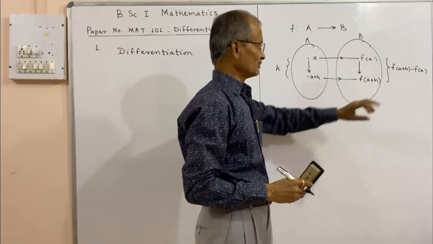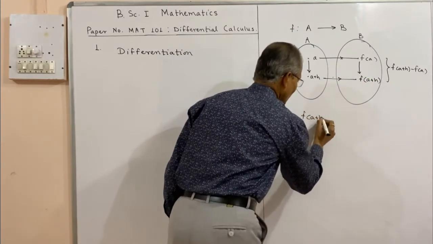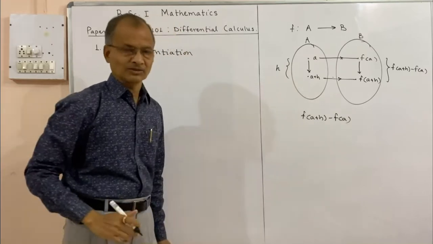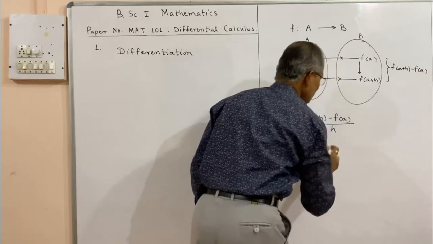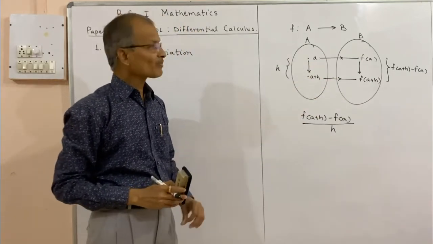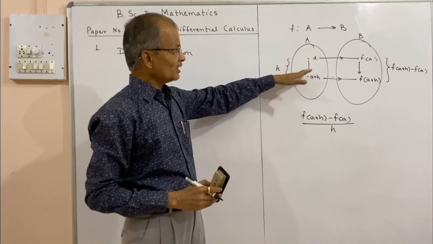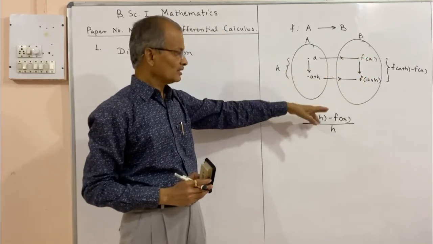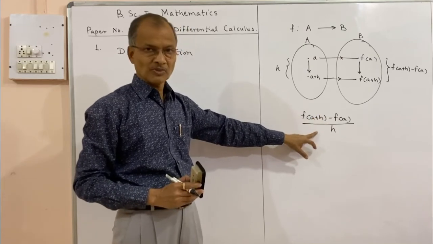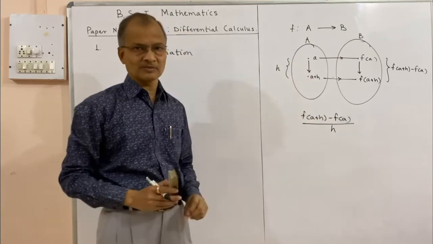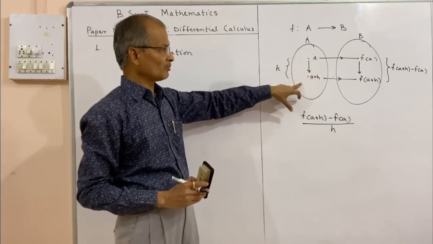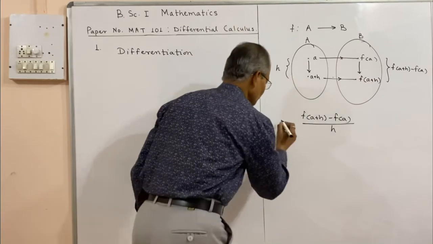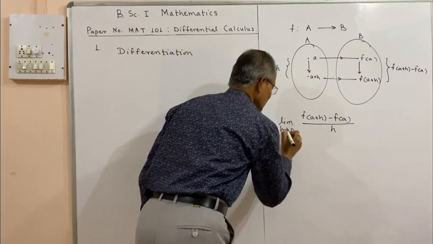The difference between these two values, that is f of a plus h minus f of a, is divided by the difference in a, which is only h. And this is the ratio in their relative changes. As there is change in element of a, there will be corresponding change in element f of a, and thus we have taken their ratio. Now suppose this change is very small, change in a, that is change in the domain, is very small, means this h tends to 0. And we take its limit as h tends to 0.